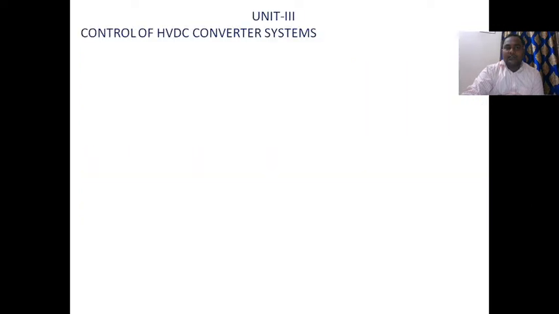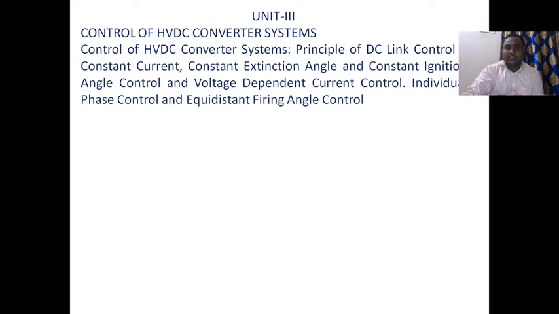Unit 3 consists of control of HVDC converter system. How to control the HVDC? Unit 3 consists of principles of DC link control, constant current, constant extinction angle and constant ignition angle control, voltage dependent current control, individual phase control and equidistant firing angle control.